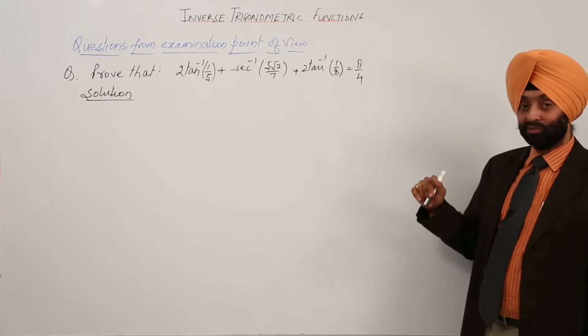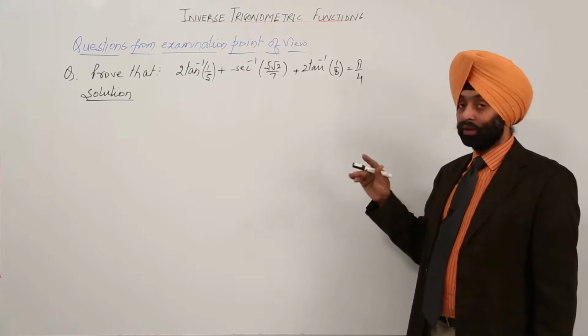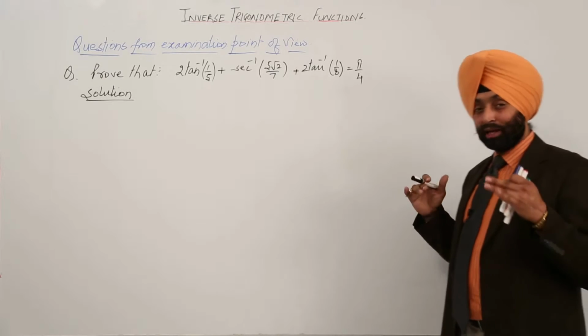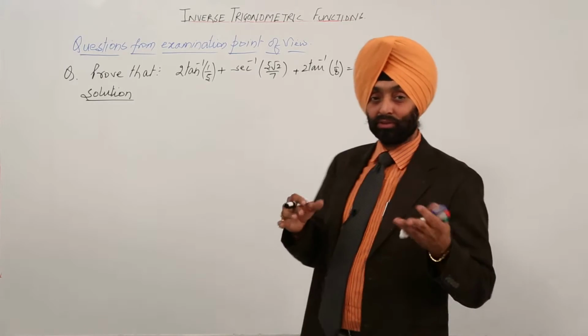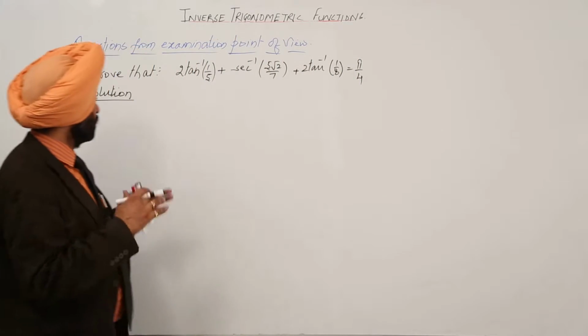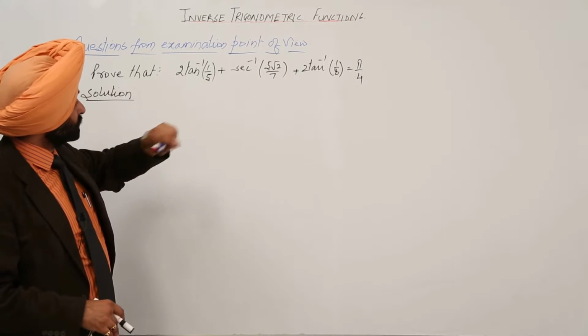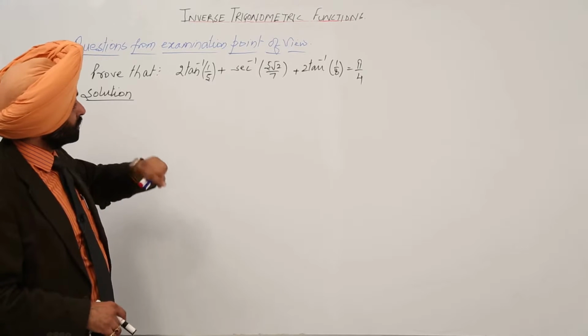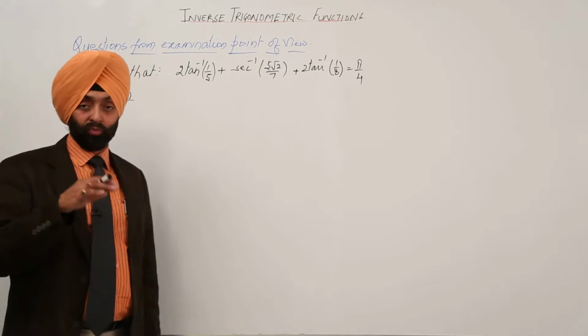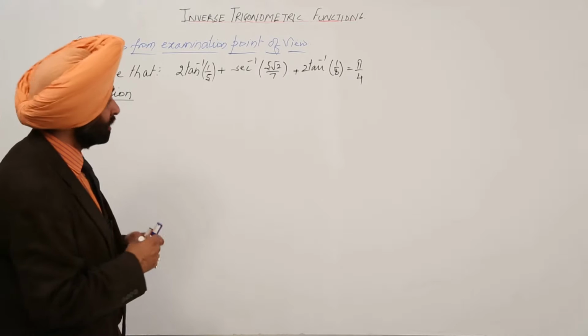Now here is a question for 4 marks. Okay, it means a lengthy question. Calculation is lengthy, otherwise the question is not difficult. Okay, now the question is 2 tan inverse 1 by 5 plus secant inverse 5 root 2 upon 7 plus 2 tan inverse 1 by 8, and we have to prove that this is equal to pi by 4.